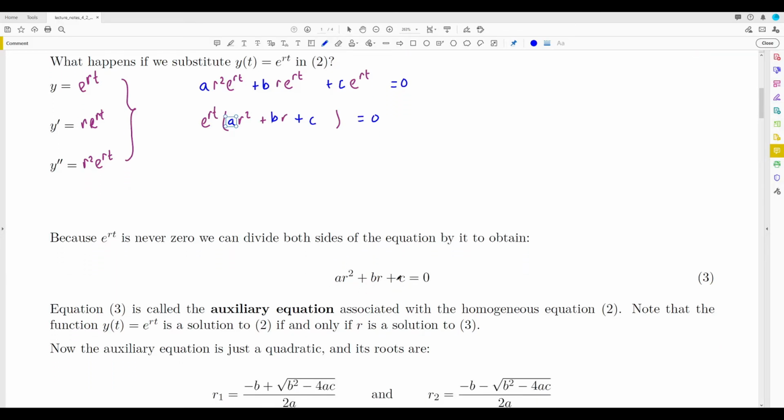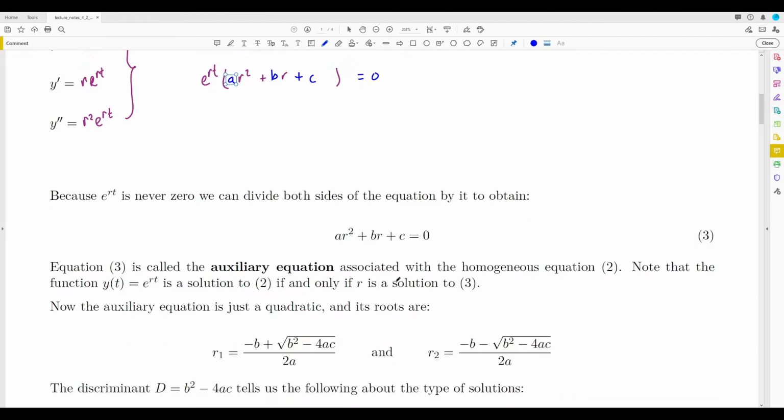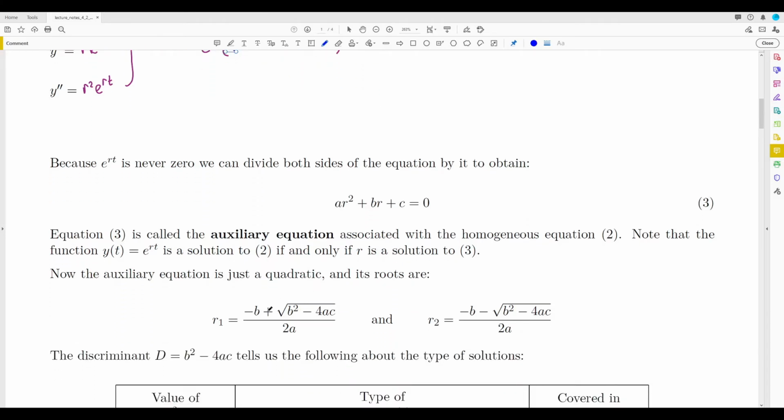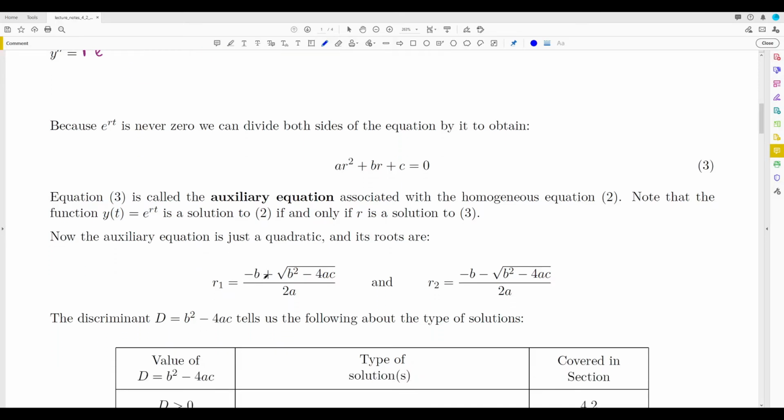Now, this is a quadratic equation, and we can find its roots by applying the quadratic formula, and we get r1 equals negative b plus the square root of b squared minus 4ac over 2a, and r2 equals negative b minus the square root of b squared minus 4ac over 2a.